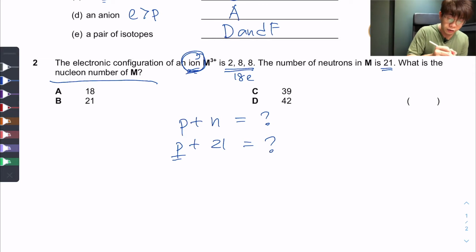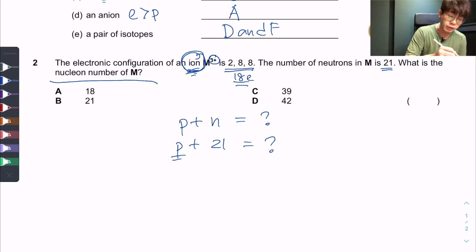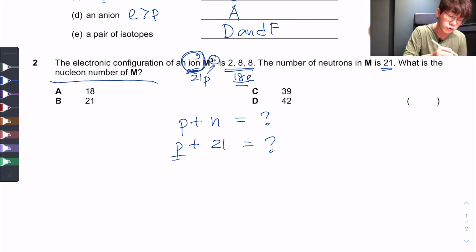And this ion is 3+. 3+ means that there must be 3 more protons than electrons, right? Because it's an overall 3 positive charge. 3 more protons than electrons. And if there are 18 electrons, the number of protons must be 21. 21 positive charges, 18 negative charges, so therefore a total of 3 overall positive charge.